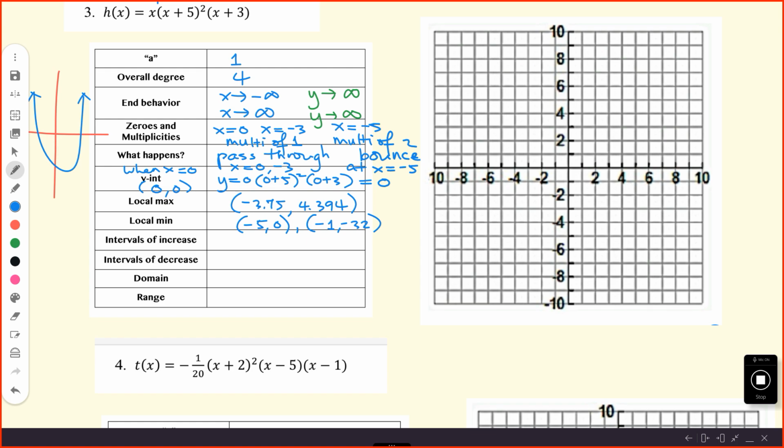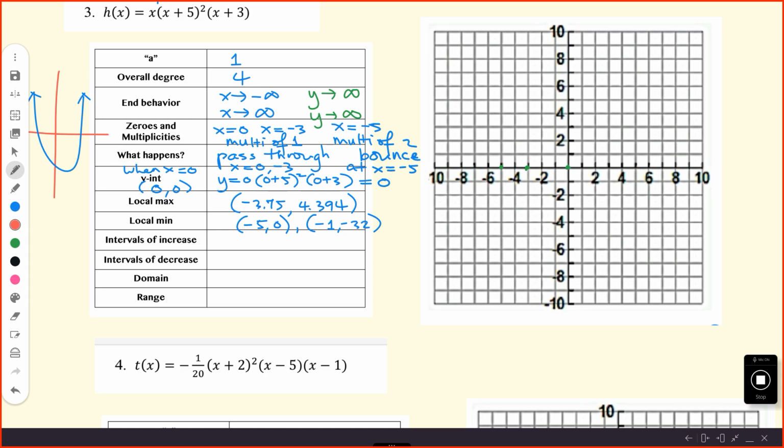Okay, and then we're just gonna plot the points. So what do we have here? We got 0, and then negative 3, and then what else? Negative 5 is right here. So 0, negative 3, and negative 5. And what is your y-intercept? It's just the 0, 0. And then local max.